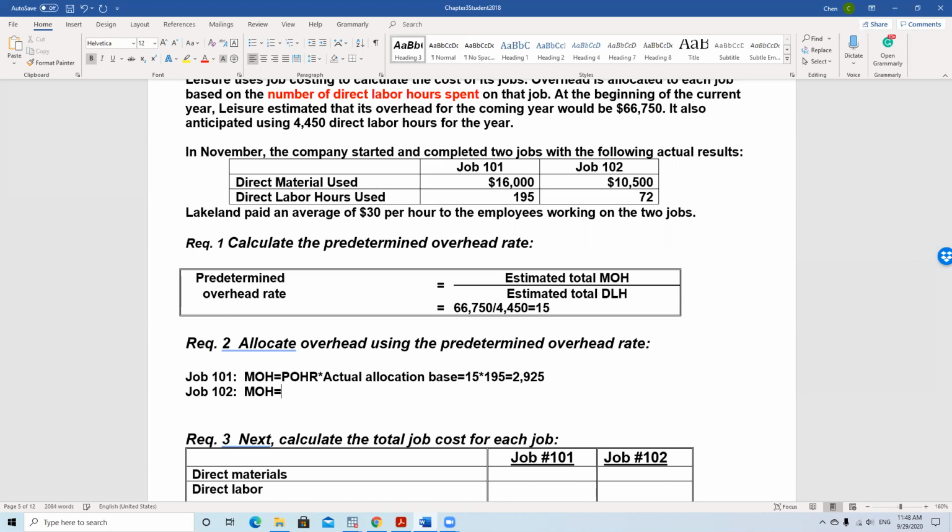And then if we use the same thing to calculate MOH for job 102, it's going to be the same formula, and 15 times, how many direct labor hours does job 102 use? 72. And then that is 1,080.